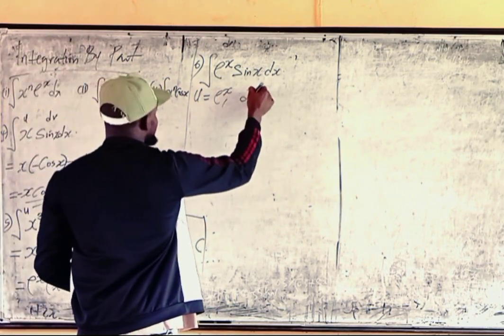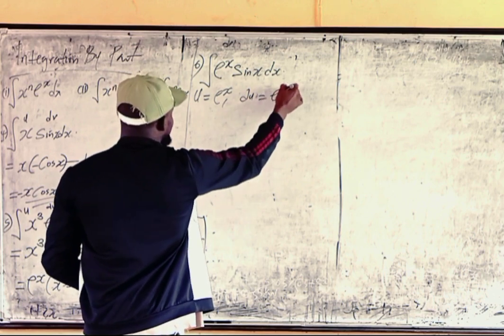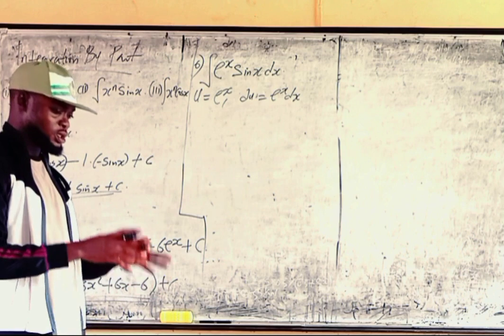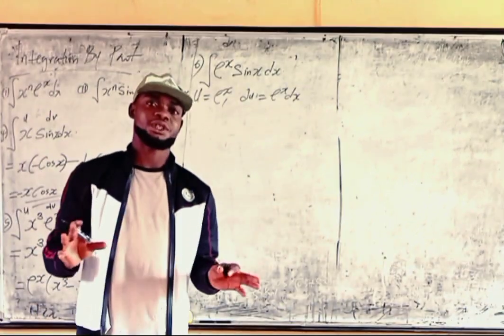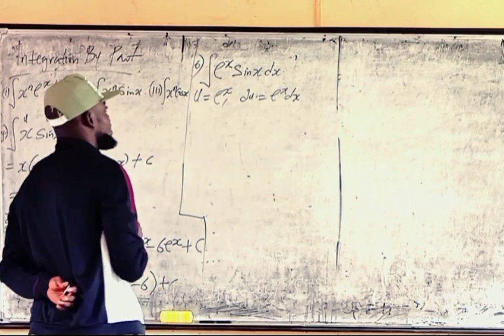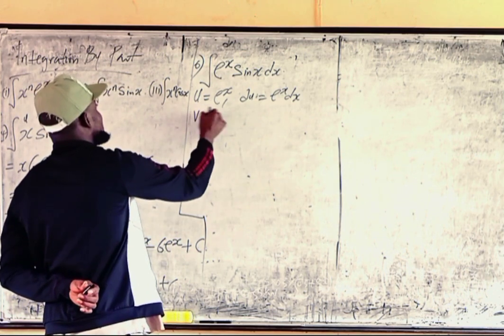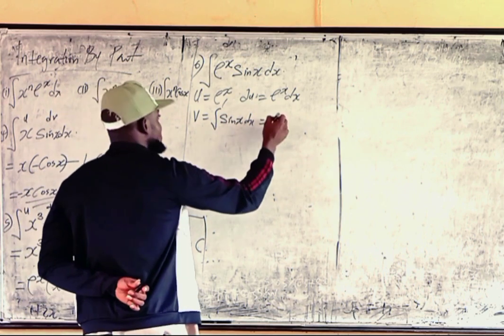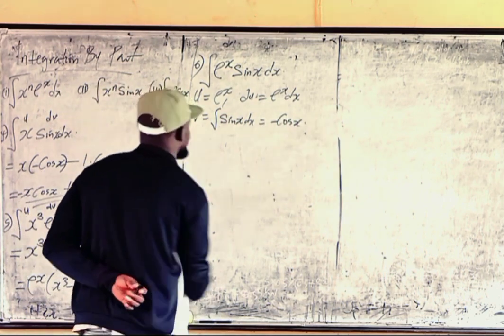So if you differentiate this, you're going to have exponential function dx, because it will not change. If you differentiate the exponential function, it will still remain the same thing. Then the next thing you're going to do here, your v will be, when you integrate the last one, which is sin x dx, that will give us minus cos x. That's what we're going to have.